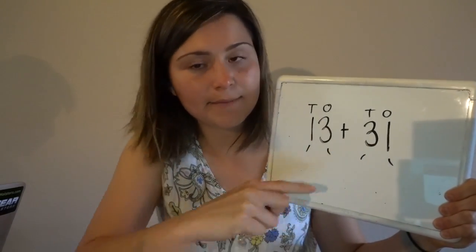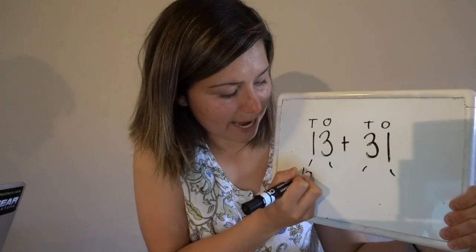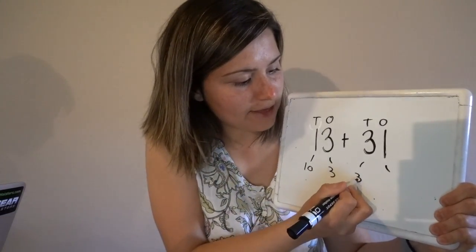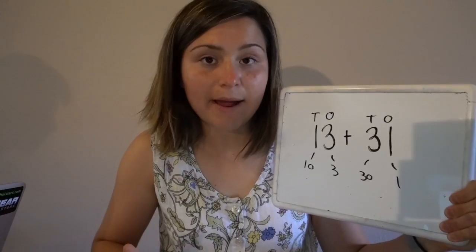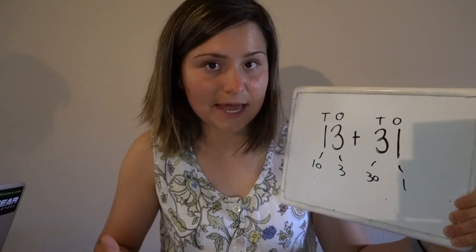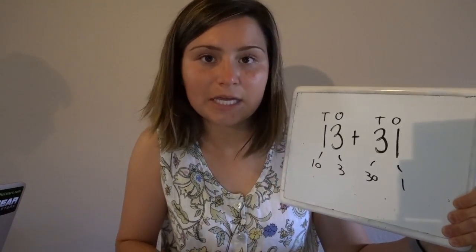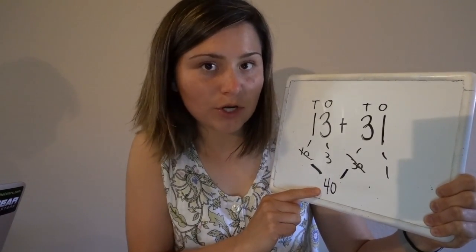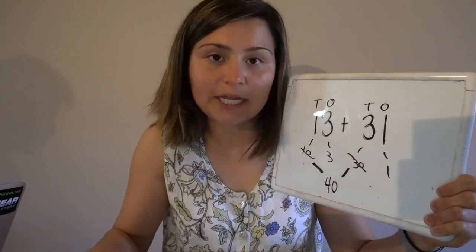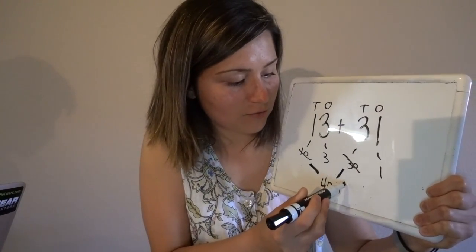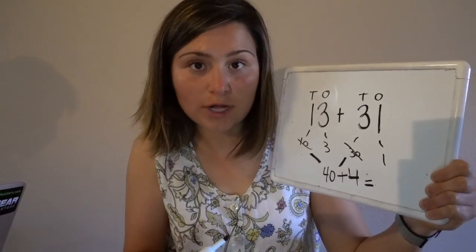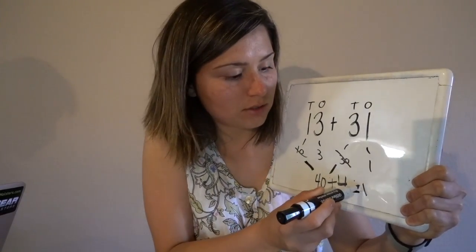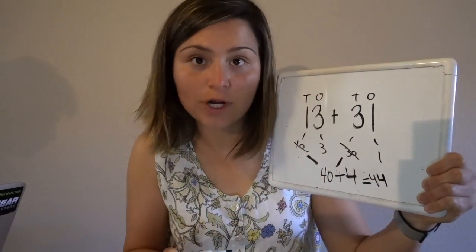Mentally, I'm going to decompose these numbers into a 10 and a 3, a 30, and a 1. In my class, we add the tens place together first. So 30 plus 10 equals 40. I know that 10 plus 30 equals 40. Now what I'm going to do is add my ones. 3 plus 1 equals 4. Now I can add that to 40. 40 plus 4 equals 44.